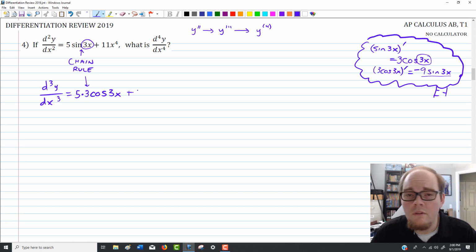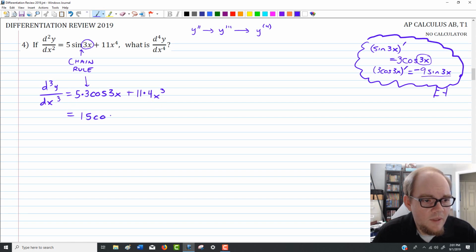Next, when we take the derivative of 11x to the fourth, we'll have the 11. And then the derivative of x to the fourth is 4x to the 4 minus 1, or third power. So that means our third derivative, which isn't what we wanted, but something we need in order to get through to the fourth derivative, is going to be 15 cosine of 3x plus 44x to the third. So that gets us halfway there.